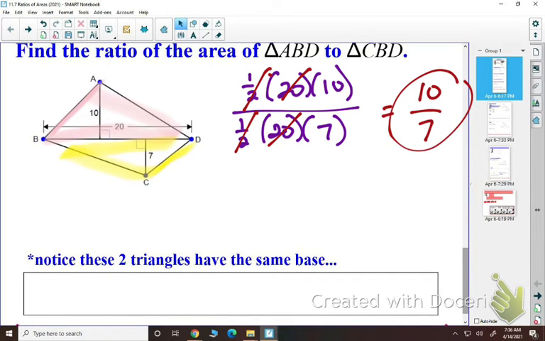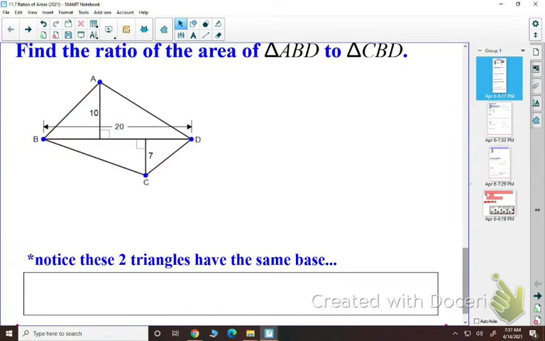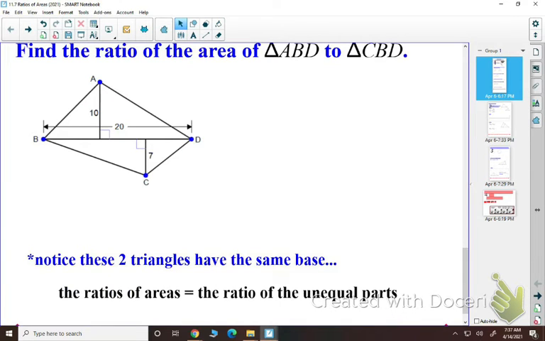So like it says here below, notice the two triangles have the same base. So if they have the same base, the ratio of their areas is the ratio of their heights, which would be the ratio of their unequal parts. So again, just a connection to make. So we just looked at two of them, where the triangles have the same height in the first example, and in the second one here now, they have the same base.